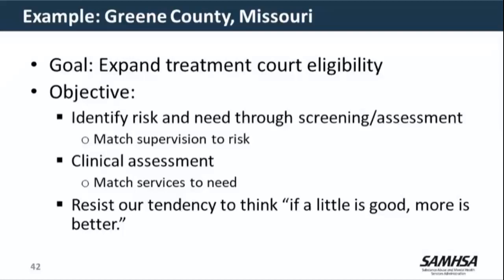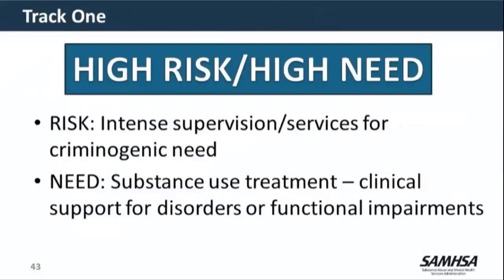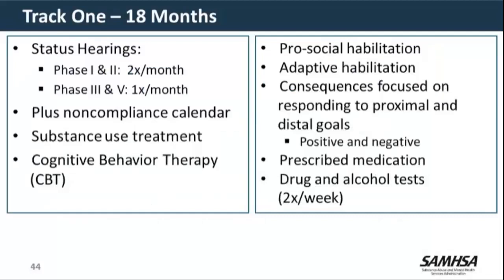So we learned that the things that Dr. Taxman and Dr. Marlowe are talking about are exactly the things that happen when we employ these practices either correctly or incorrectly. So the first thing we do, I'm not going to spend a lot of time on this because we've already talked about it, but remember, if the risk is high, we match our supervision services to the risk. If the need is high, we match our treatment or clinical support to the need level. So track 1, or quadrant 1, was the high risk, high need individual.